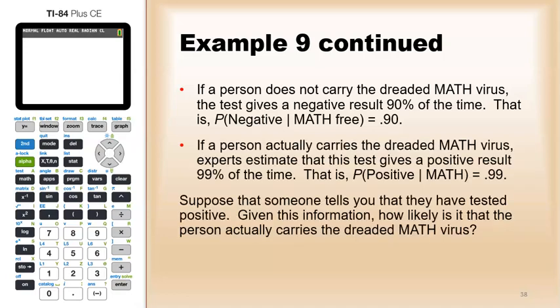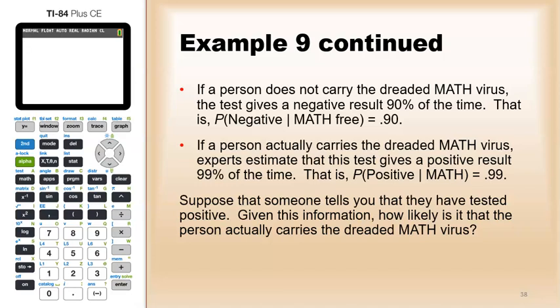On the other hand, if someone actually does have the virus, experts estimate that the test gives a positive result about 99% of the time. That is, the probability of getting a positive test, given that you do actually have the math virus, is 99%. So suppose that someone tells you they have been tested positive. Given this information, how likely is it the person actually carries the dreaded math virus?